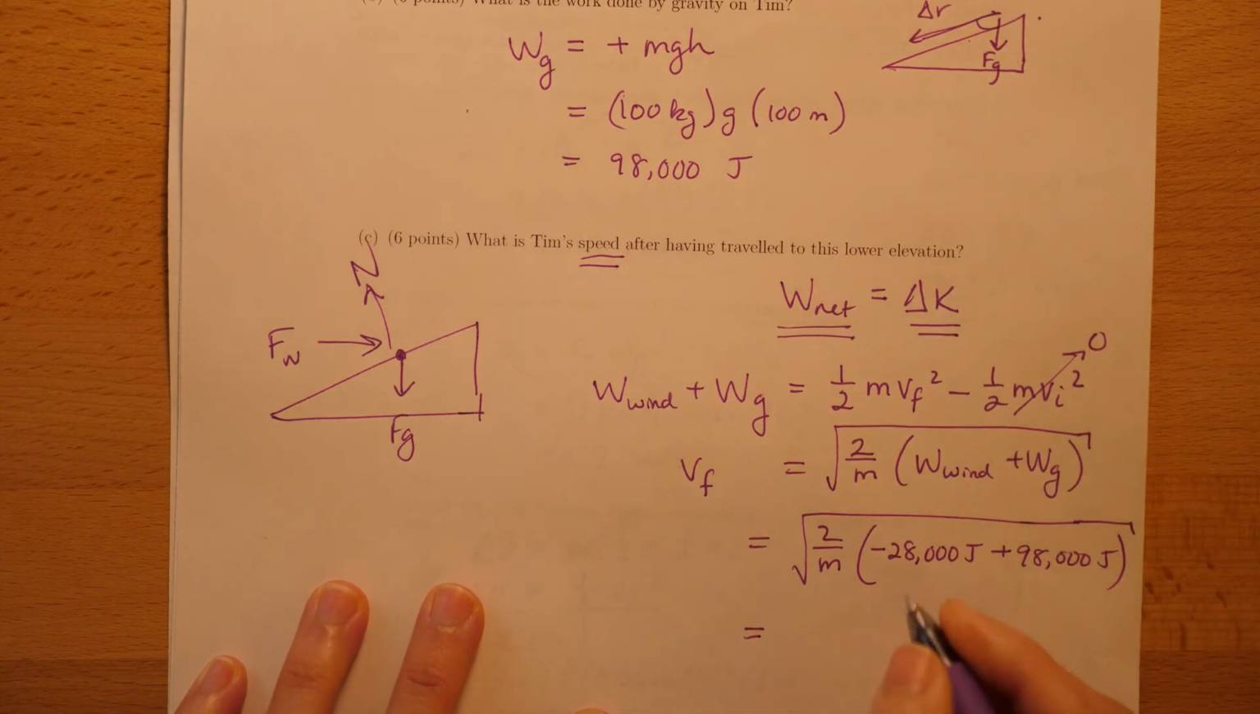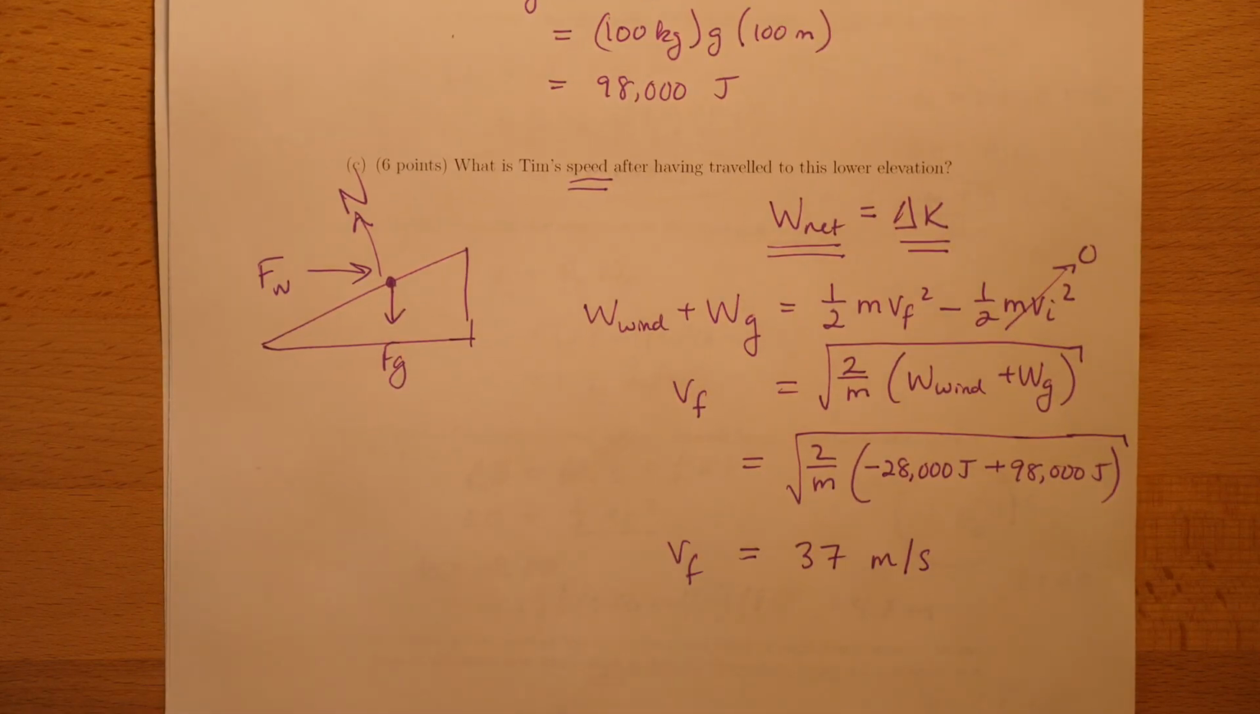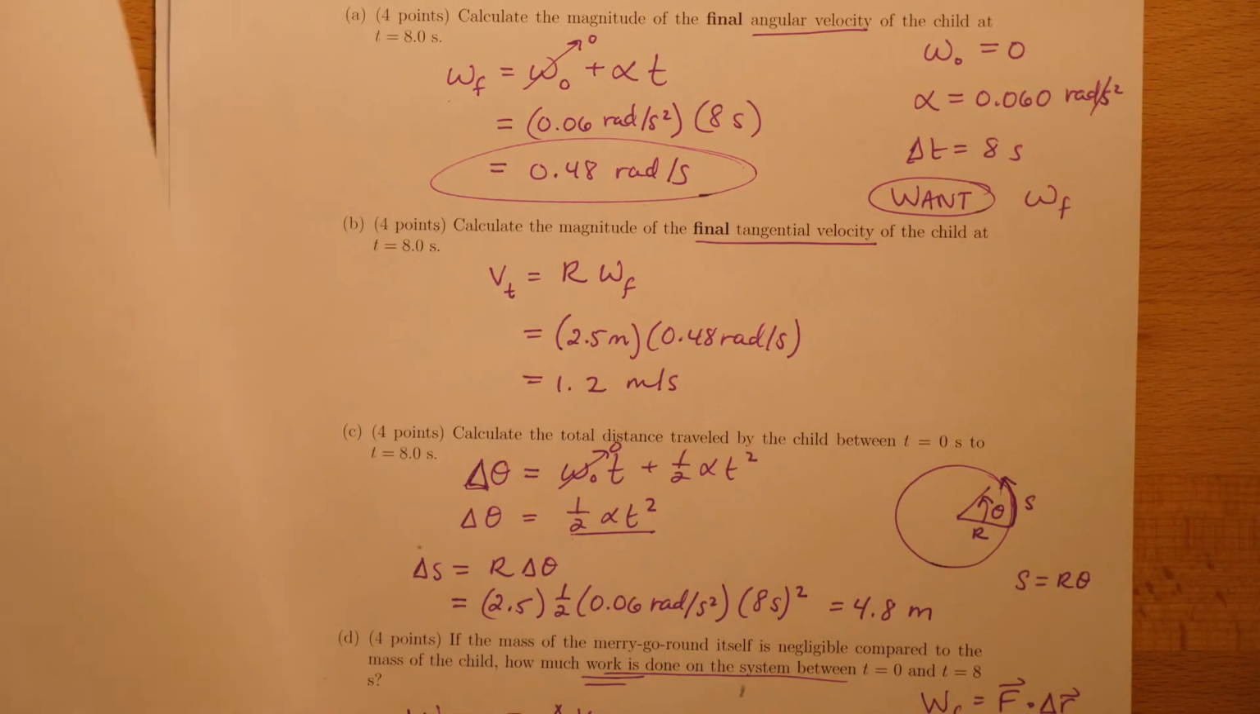And if we calculate a number for that, we're going to get that VF is approximately equal to 37 meters per second, which seems a little bit fast for a snowboard. But I don't snowboard. And that's it.